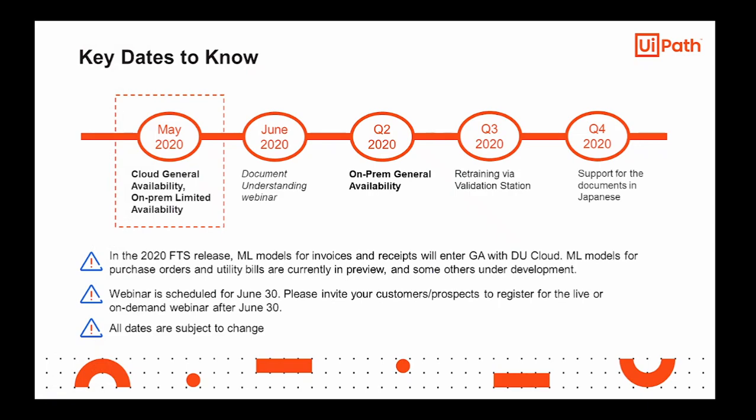Please invite your customers and prospects and help us share the news. Also, it may be useful to know that retraining via validation station is on our roadmap and will be released in Q3, and support for documents in Japanese is expected in Q4 of this year. Still, keep in mind that all plans are subject to change.